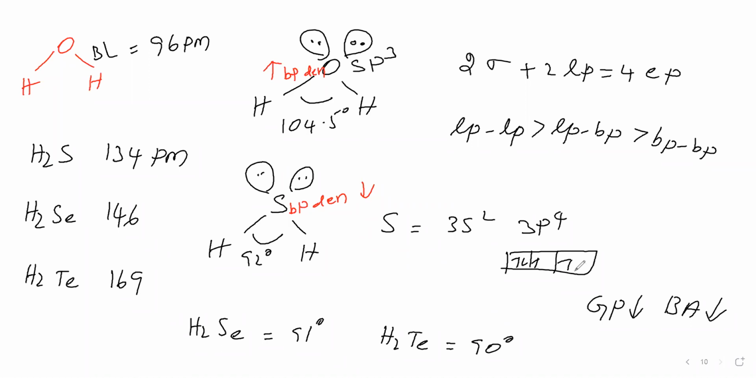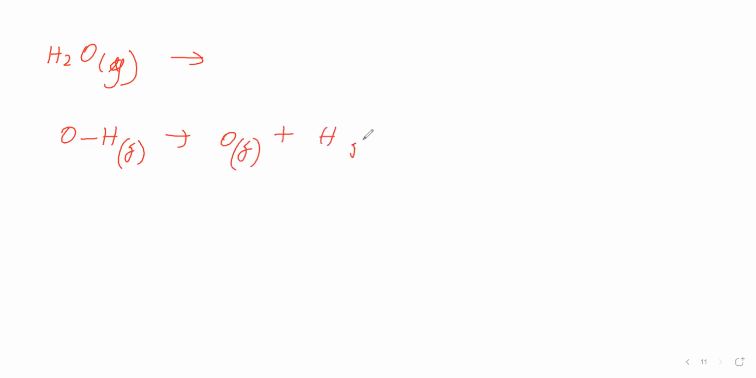Bond dissociation energy. What is the value for water? That we'll see. For water, it is 463 kilojoule per mole. We will take H2O gas. Here we will break the OH bond. This bond will break and convert into an oxygen atom in gas state and a hydrogen atom in gas state. To break this bond, how much energy do we have to supply? 463 kilojoule per mole.